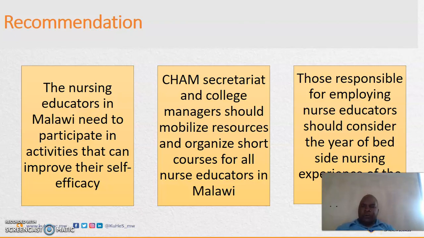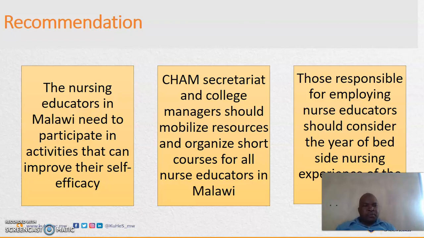Nurse educators in Malawi need to participate in activities that can improve their level of self-efficacy, such as attending graduation workshops, as well as attending CPDs. Council secretary and college managers should mobilize resources and organize short courses for educators that focus on teaching methodology, such as ones that focus on the use of the case teaching method.